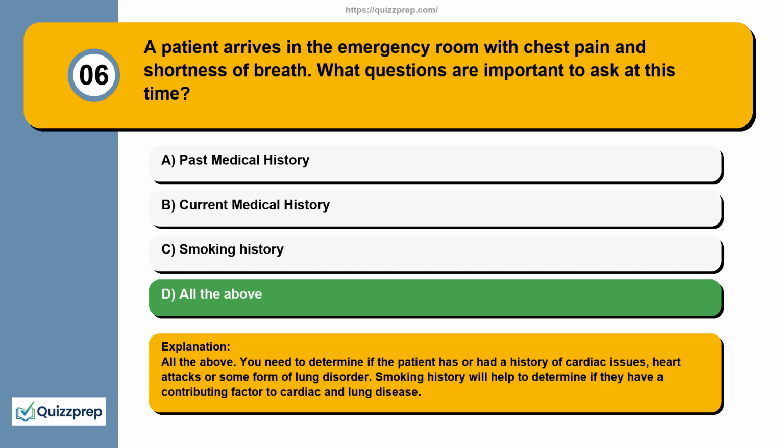All the above. You need to determine if the patient has or had a history of cardiac issues, heart attacks, or some form of lung disorder. Smoking history will help to determine if they have a contributing factor to cardiac and lung disease.